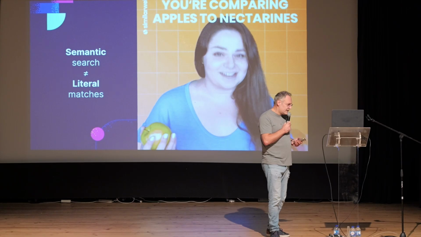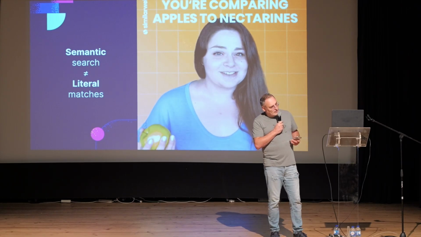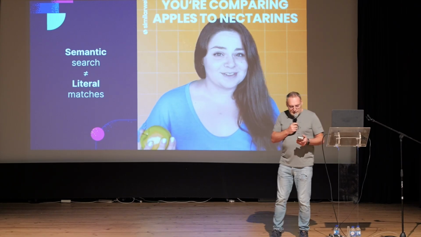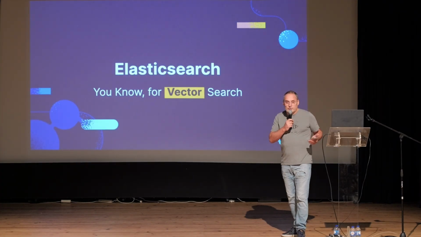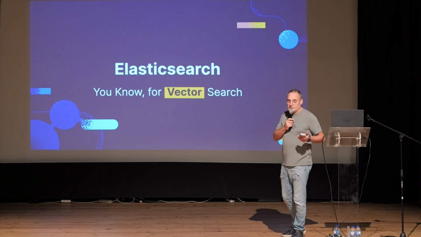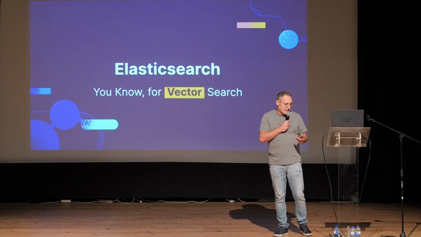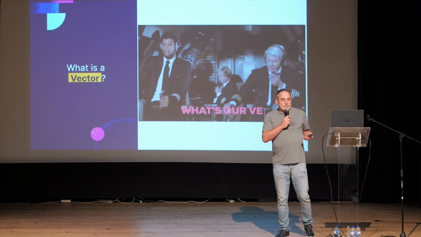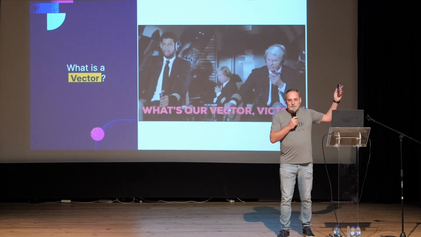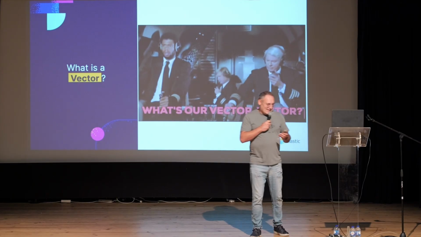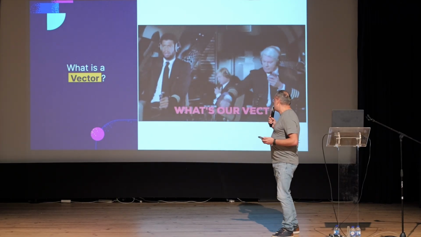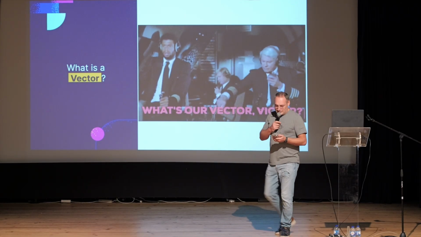But we introduced, like 4 or 5 years ago, something named vector search. So maybe you don't know, you know Elasticsearch, but Elasticsearch is also for vector search. What is a vector? Who knows this movie? Who is as old as myself? Okay, so this is Airplane. I love this dumb movie. It's really dumb. I love it.